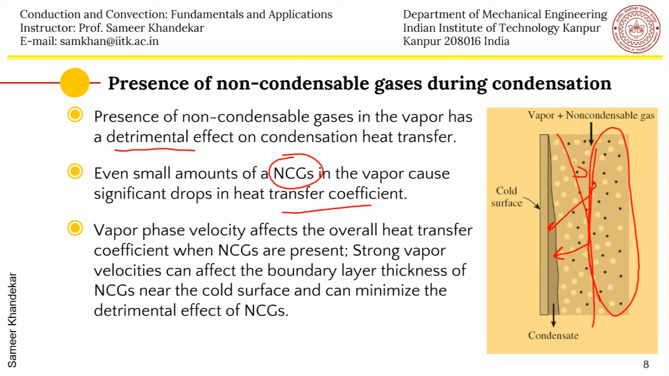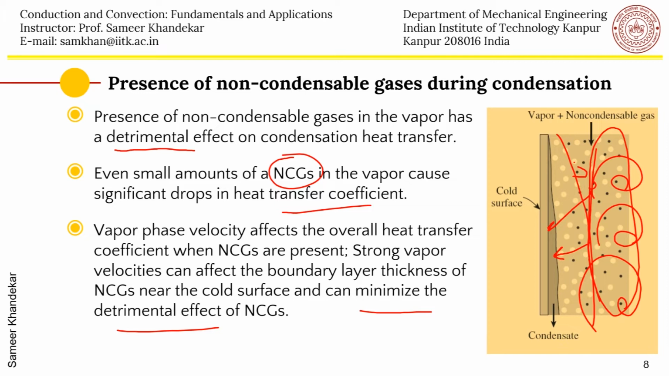Also, if there is a strong vapor velocity in this region, then the boundary layer thicknesses will be affected, and depending on which direction the vapor is flowing, you may have a detrimental effect also because of the presence of these velocities in the gas phase. So this is only for you to remember. We will not do analysis, as I said, of film-wise condensation in the presence of non-condensables.